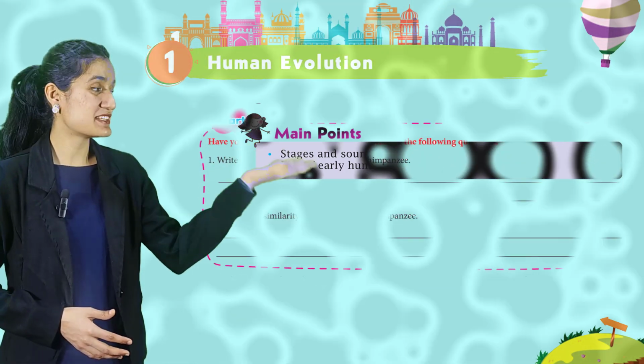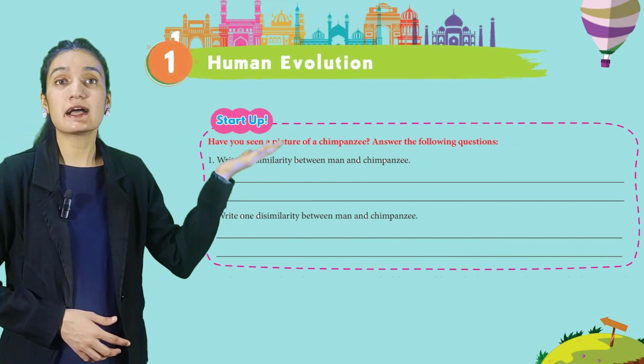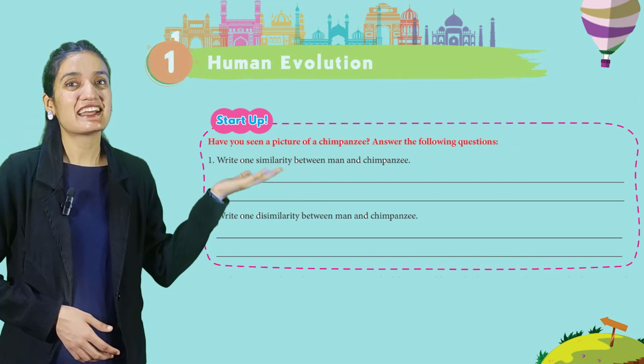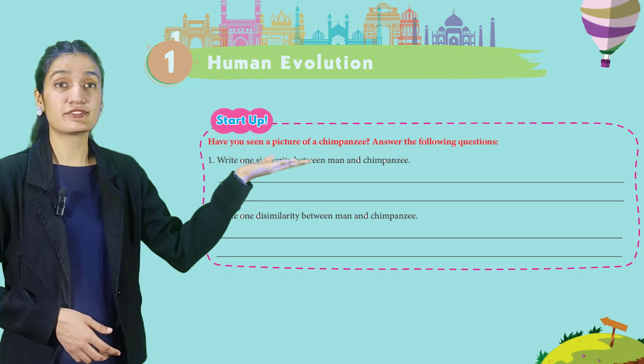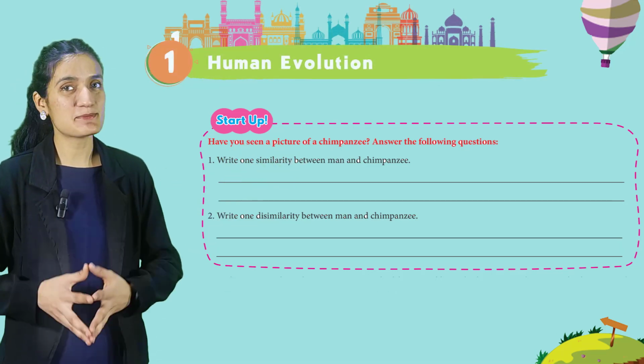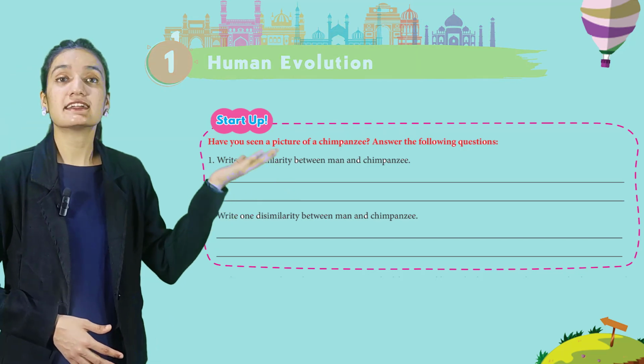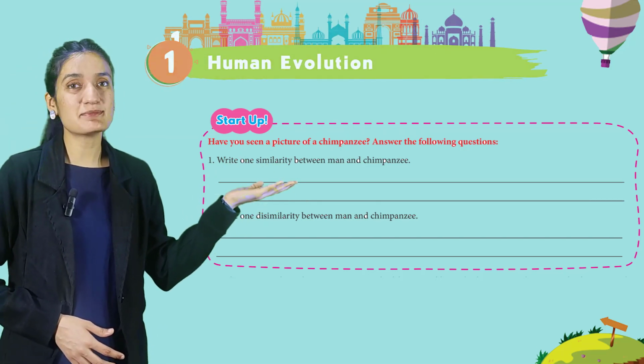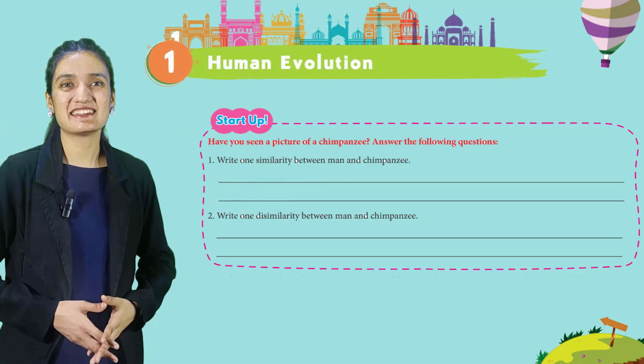So let's start with the starter. Have you seen a picture of a chimpanzee? Answer the following questions. First, write one similarity between man and chimpanzee. Second, write one dissimilarity between man and chimpanzee.